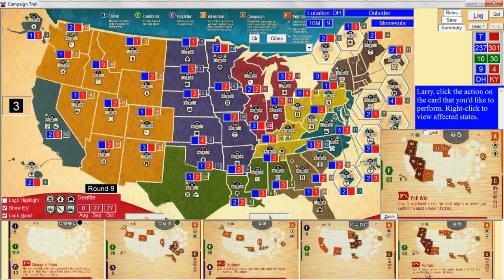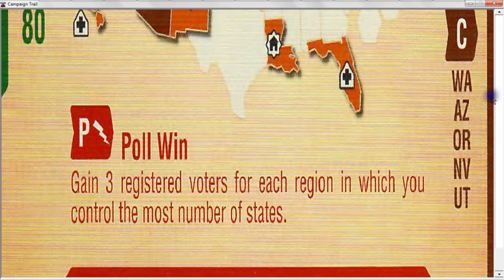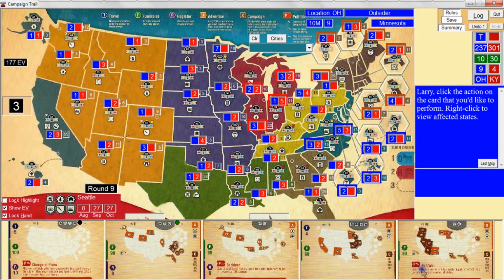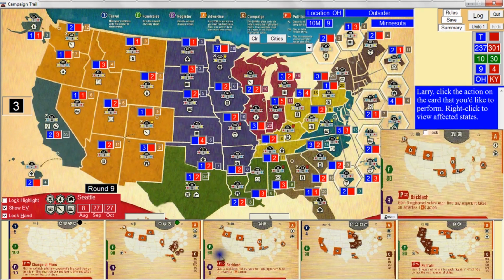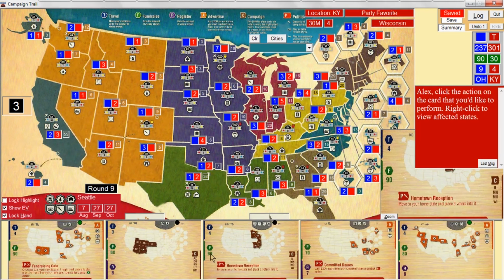Poll win. Gain 3 registered voters for each region in which you control the most number of states. You know, I want to hold on to that and use it at some point, but right now I want money more. I could use this for $80 million. Let's do that. Let's use this to beef up by $80 million. And then I'll worry about advertising in California and Louisiana on my next turn.